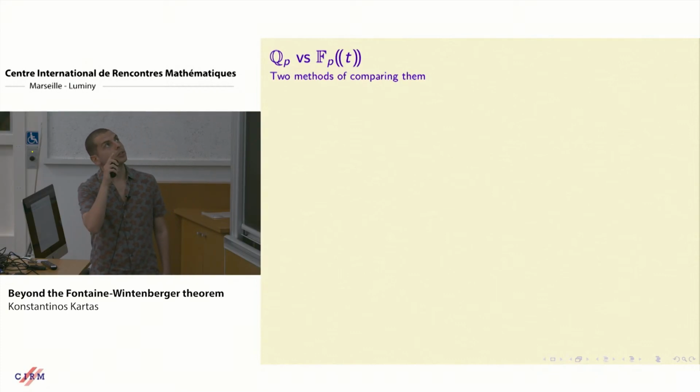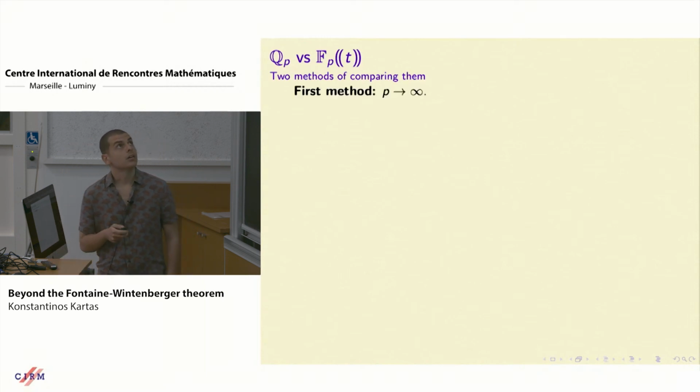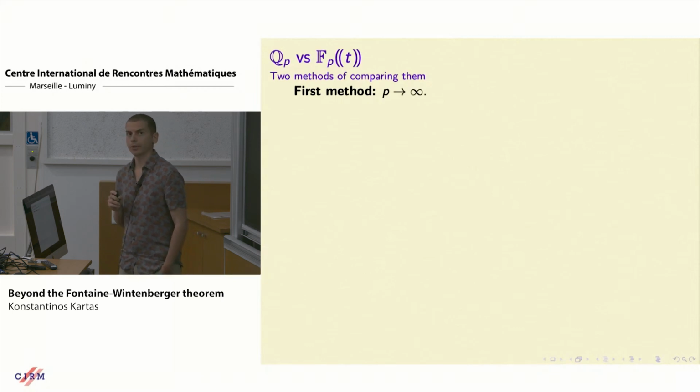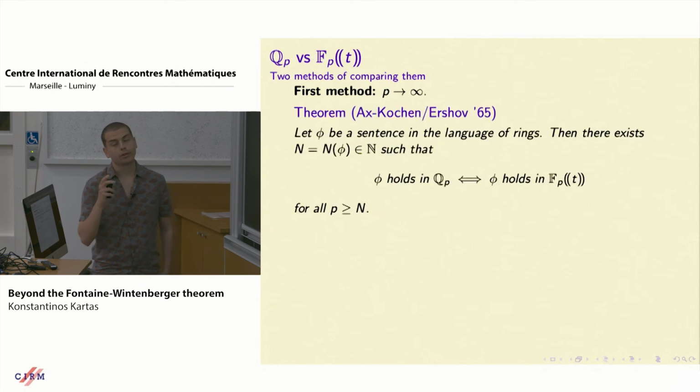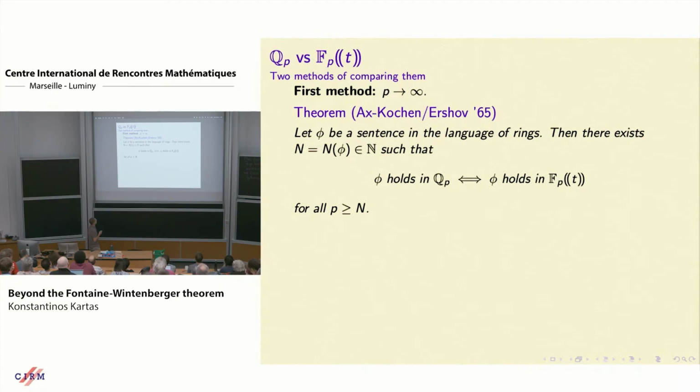But actually I want to discuss, so this is an analogy, but I want to discuss two methods which make this analogy very precise. So the first method is very familiar to people here. It's the method of sending p to infinity. And in case you're not a model theorist, or in case you're not familiar with this, basically the idea is that as p goes to infinity, Qp and Fp((t)) become more and more similar.